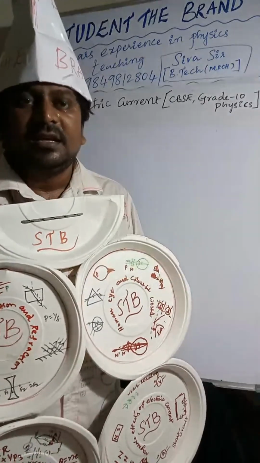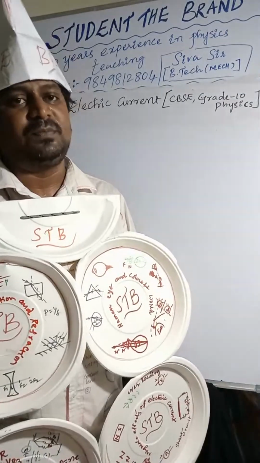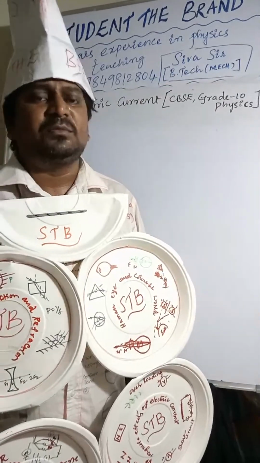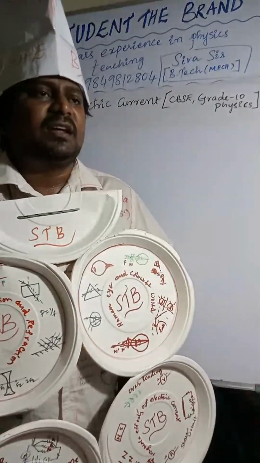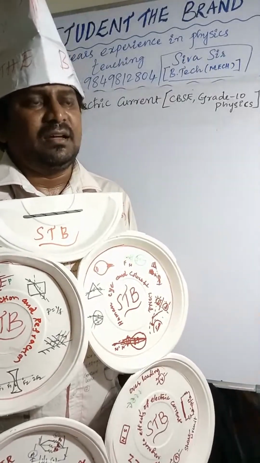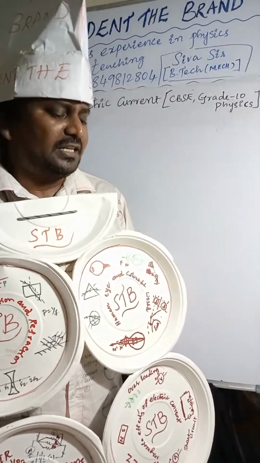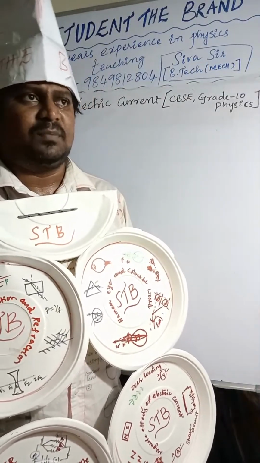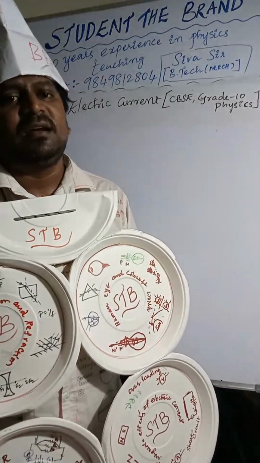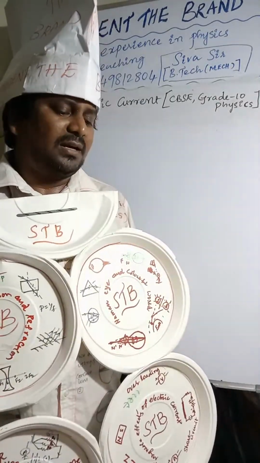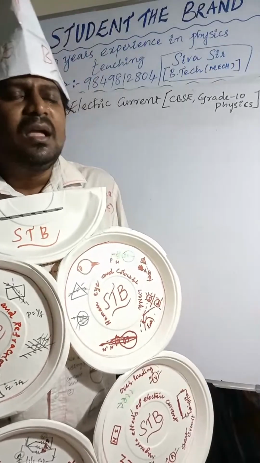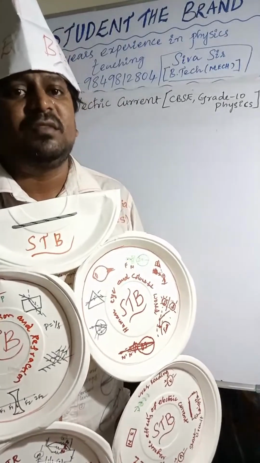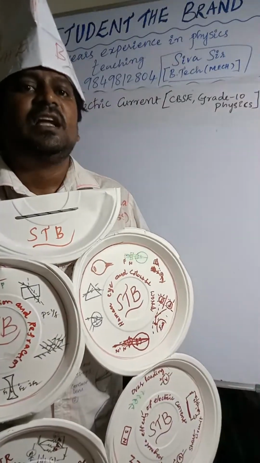After that, resistance depends on length, area, and resistivity. The difference between resistance and resistivity. After that, resistors connected in series combination and resistors connected in parallel combination. Next, the heating effect of electric current, which is the last one we will discuss. These points we are going to discuss, so we'll start now.